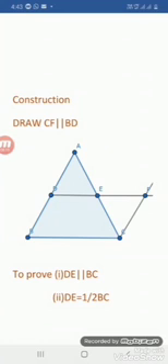You have already learned a theorem that if in a quadrilateral one pair of opposite sides are equal and parallel, then it will be a parallelogram. So by construction we already have CF parallel to BD. Now what remains is that we have to prove that CF is equal to BD.